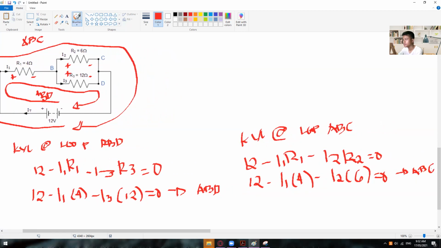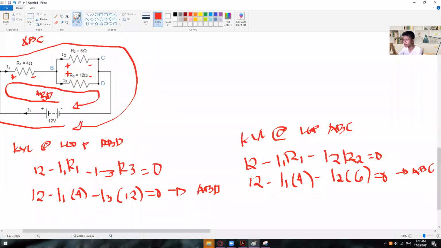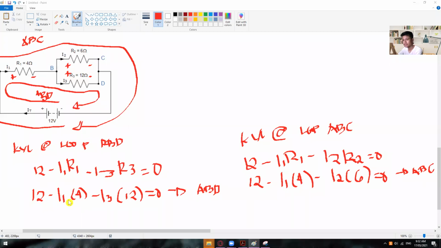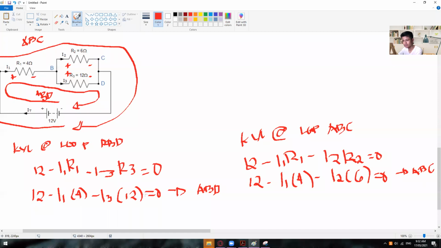So from here, this is already your equation ABC. If you guys are going to compare this one to our presentation, we have the same. ABC is 12 is equal to 4 I sub 1 plus 6 I sub 2, which is this one. And then for the ABD, we have 12 minus I sub 1 times 4 minus I sub 3 times 12, which is the same with this one. So 4 and 12, and then another 12 right here. It's just that this one was already transposed, but this one is not yet.